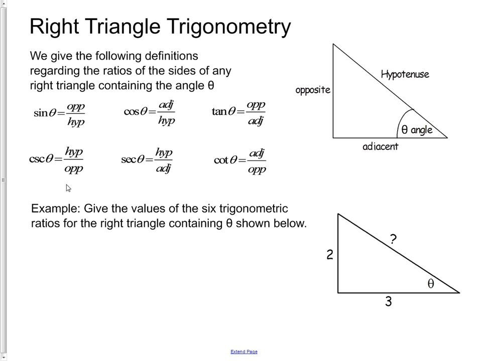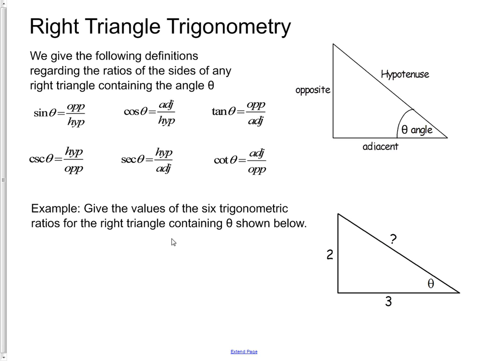There are three other ratios that we need to know as well. They are the cosecant of the angle theta, which is the reciprocal of our sine function, hypotenuse over opposite. Secant of theta, which is the reciprocal of our cosine function, is hypotenuse over adjacent. And cotangent of the angle theta is adjacent over opposite.